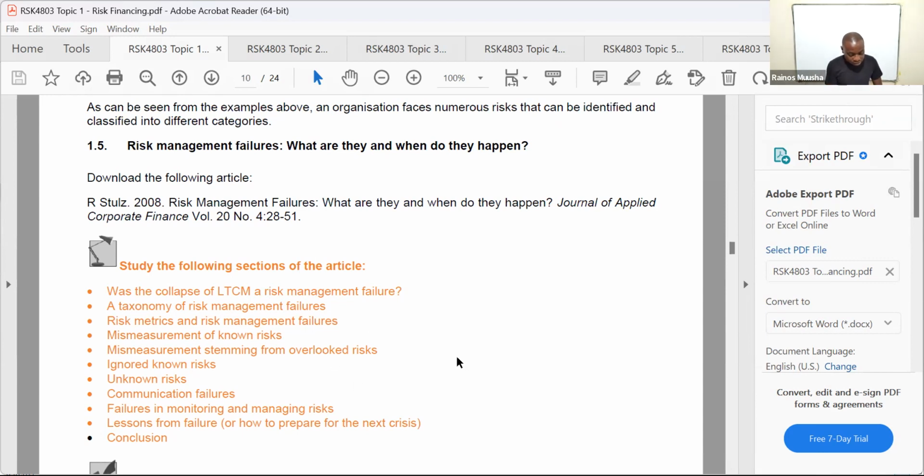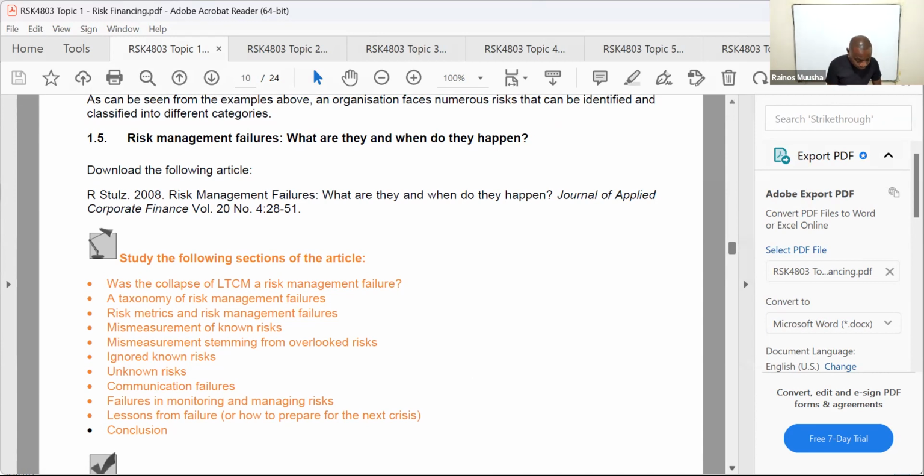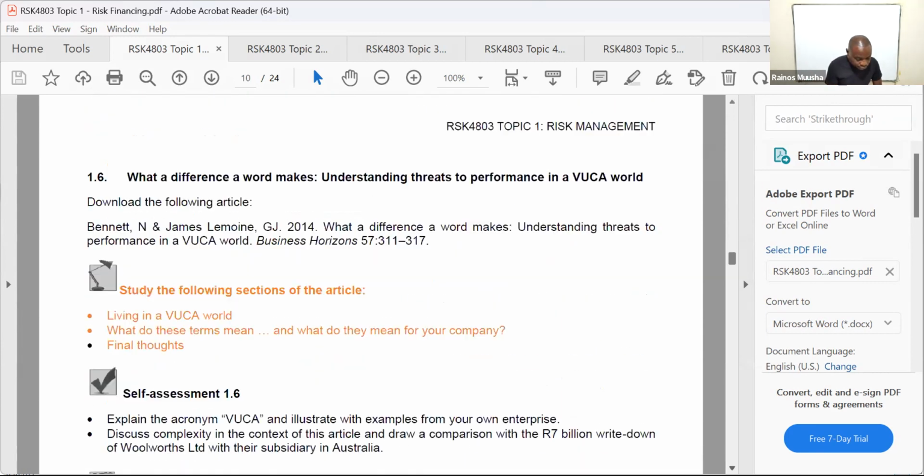Then you also look at communication failures, and how communication failure also results in risk management failures as well. So you can go through this particular article lightly. So that's Unit 1.5, and then Unit 1.6.